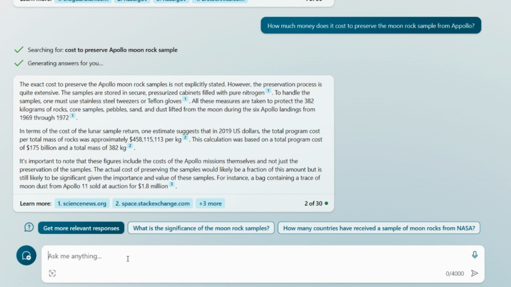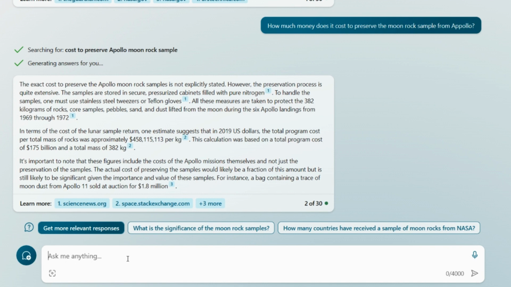The actual cost of preserving the samples would likely be a fraction of this amount, but is still likely to be significant given the importance and value of these samples. For instance, a bag containing a trace of moon dust from Apollo 11 sold at auction for $1.8 million.